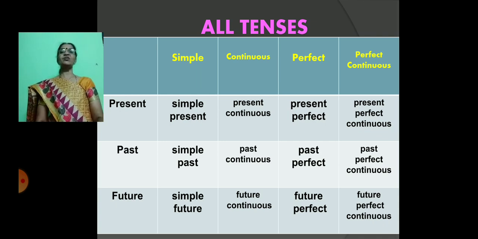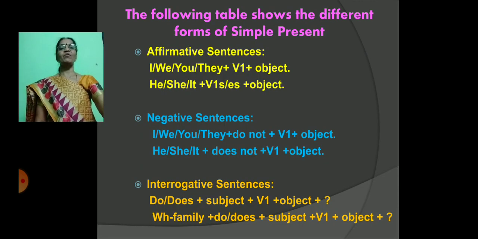So in all, you see we have got how many tenses? 12 tenses. So you're going to study them one by one now. Now first let's take up simple present.